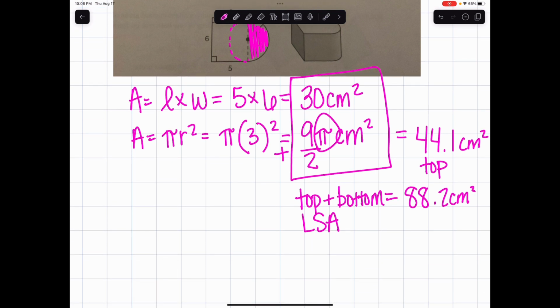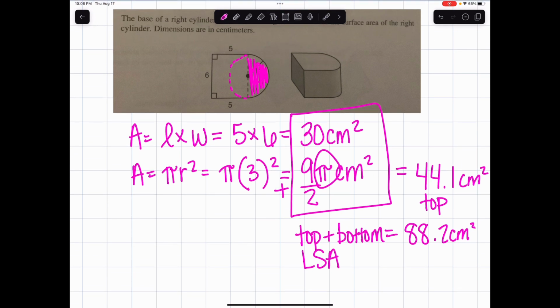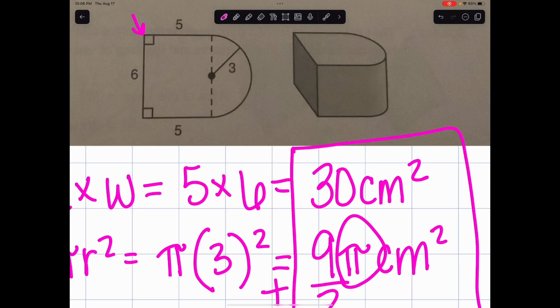Remember, the lateral surface area of any right cylinder is the perimeter of a base times the height. So the perimeter of the base. Let's go back to the picture and look at perimeter. You're a tiny little ant. You start here and you walk all the way around. Okay, so it's going to be 6 plus 5 plus, this part is tricky, plus another 5. So it's 6 plus 5 plus 5 plus a tricky part. What is this tricky part?